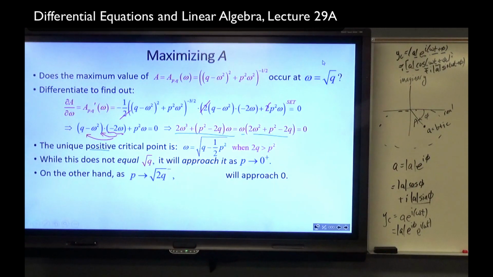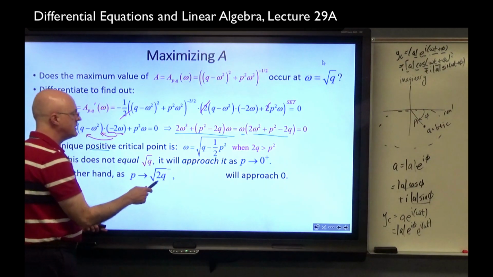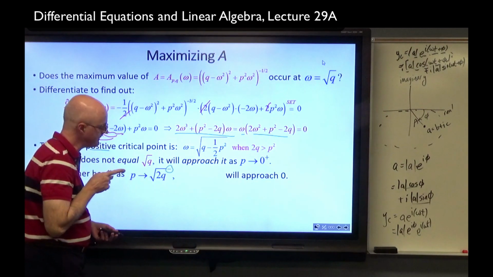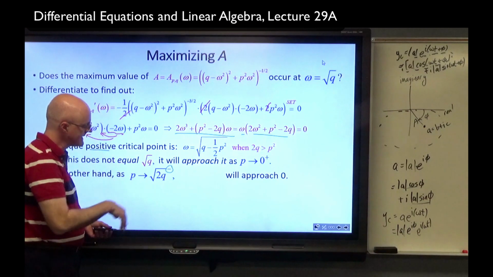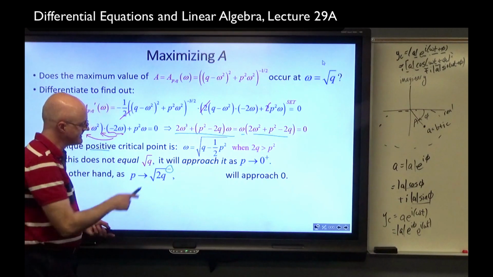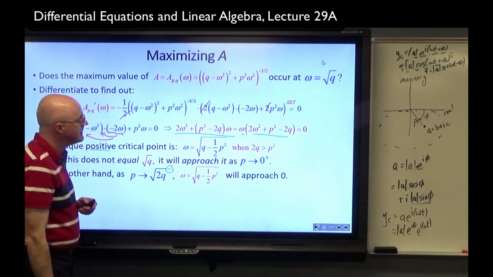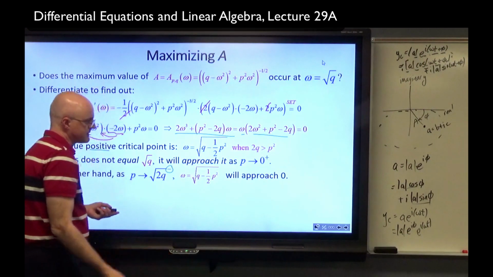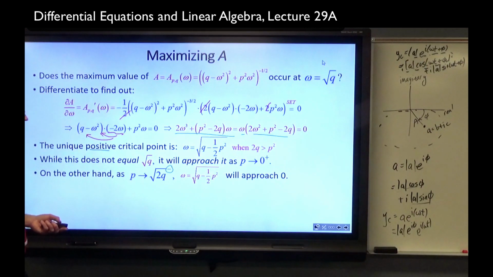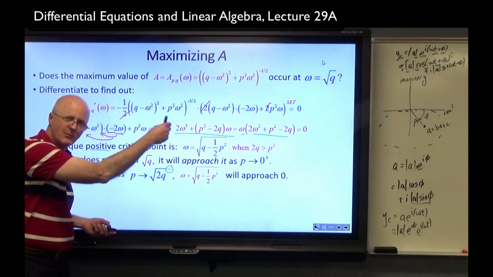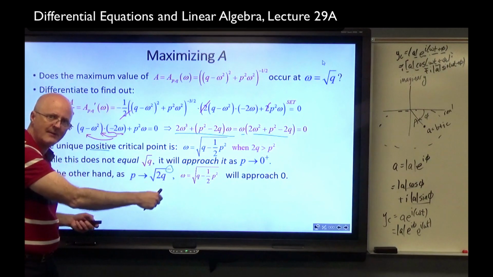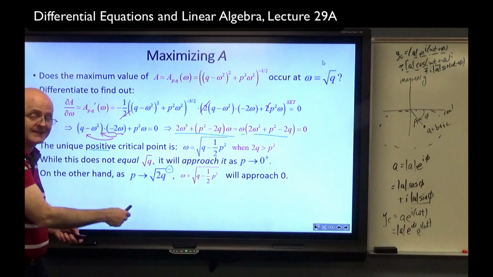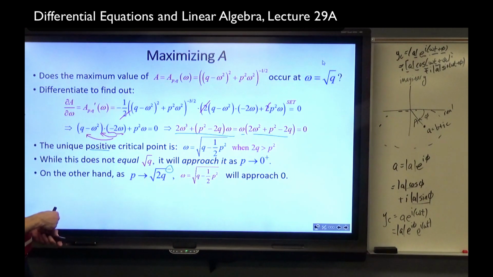On the other hand, as p approaches square root of 2q from the left, that negative sign means from the left, through values just less than the square root of 2q, it doesn't mean this is a negative number. The thing under the square root is going to approach 0, so the square root itself will approach 0. Omega, the positive critical point, will get closer to 0. We saw in the picture it moved to the left as p increased. It didn't look like it was necessarily going to 0 in the picture, but it does end up going to 0.